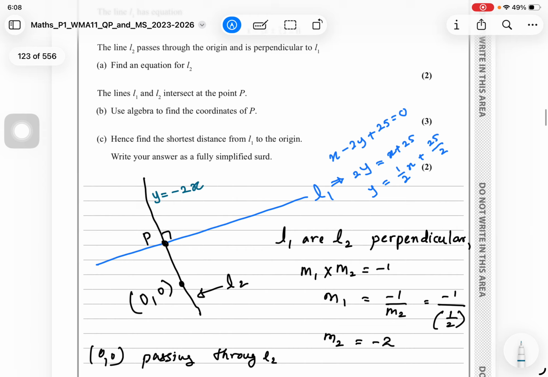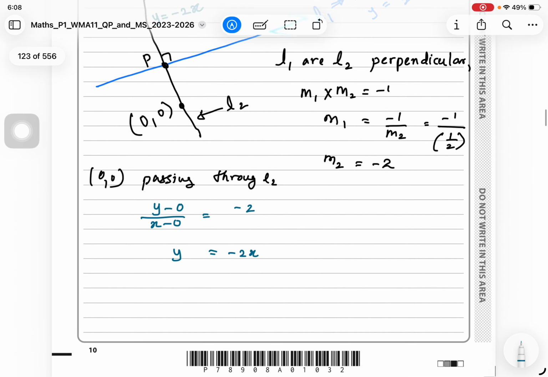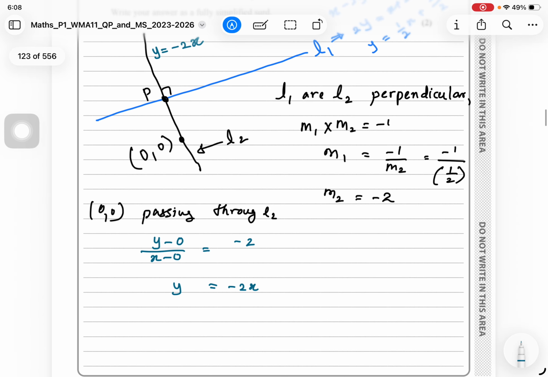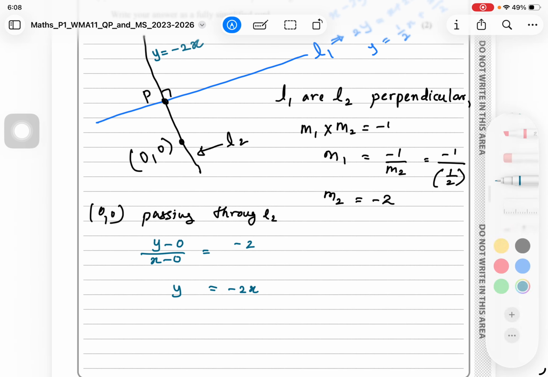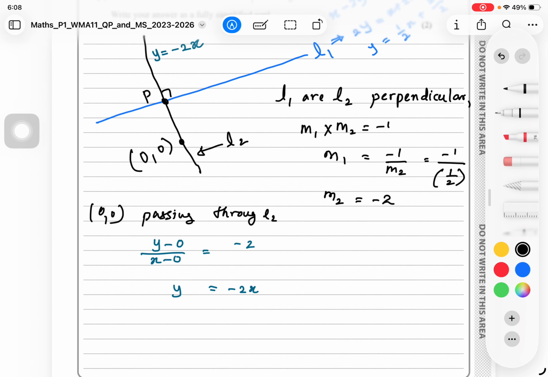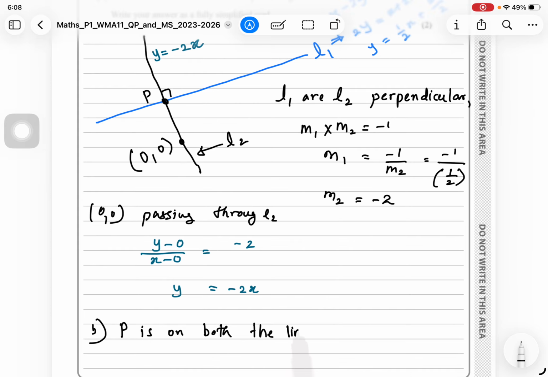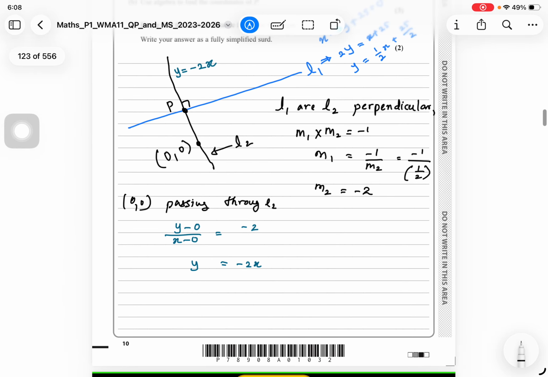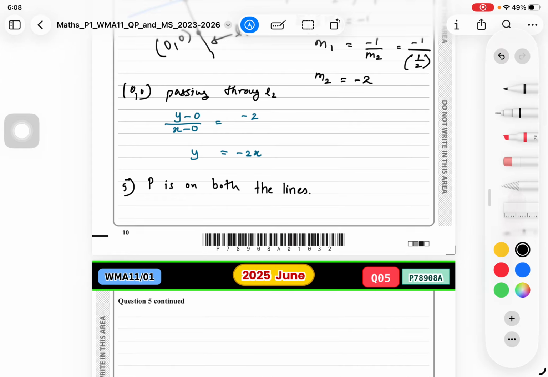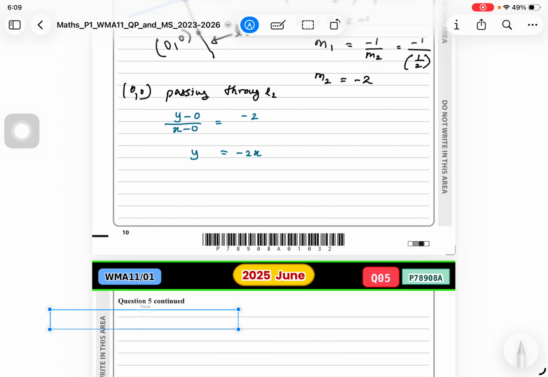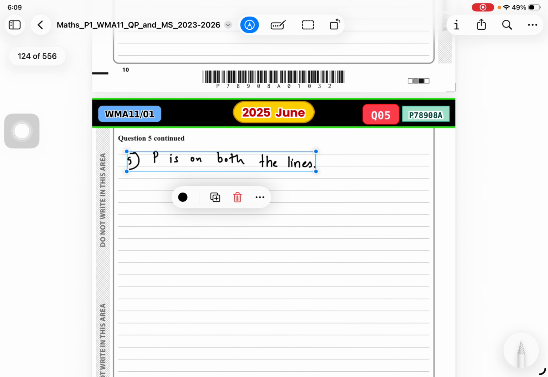Now they're asking for the coordinate of the intersection. Point P is the intersection point. That means we can solve both simultaneously. Let me go with the P part. P is on both the lines. So we can write, let me get this into the next page so that we can do everything. Okay, point P is on both the lines.